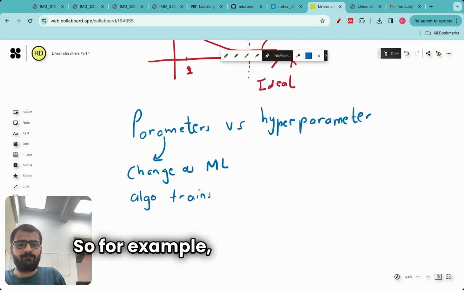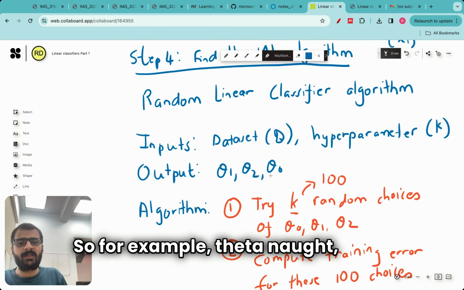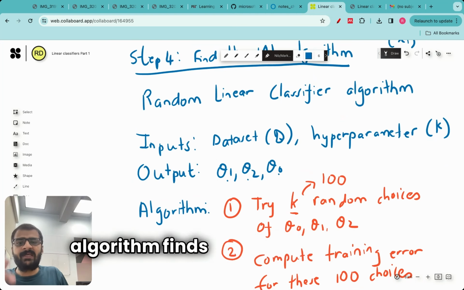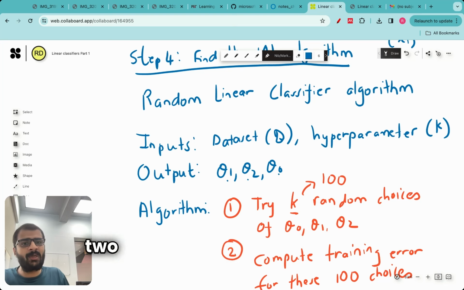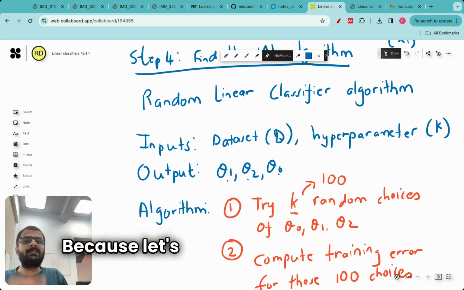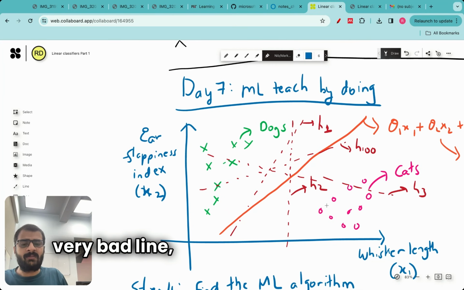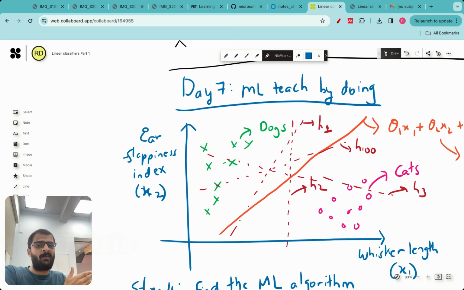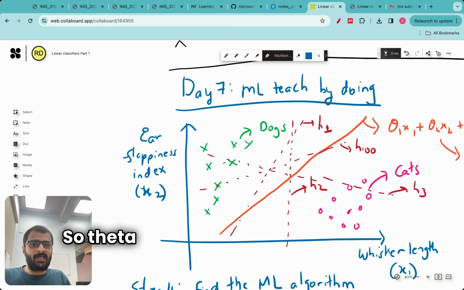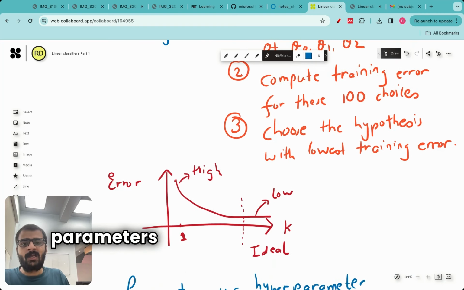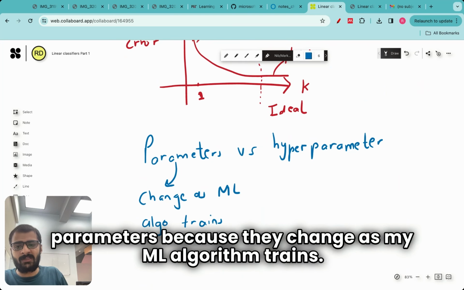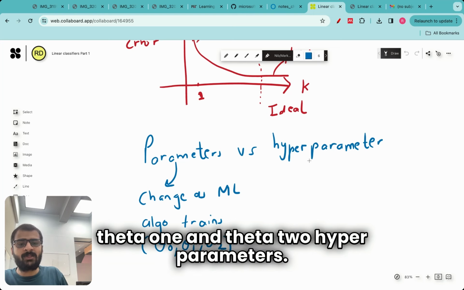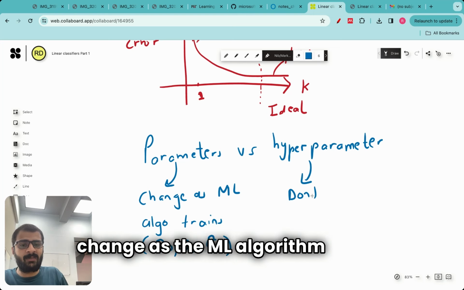So for example, theta naught, theta 1 and theta 2 are parameters. They are not fixed. As the algorithm finds the best hypothesis, theta 0, theta 1 and theta 2 will keep on changing, right? Because let's say I initially start with a very bad line, the algorithm will not give me that as the best hypothesis. It will nudge me towards better and better hypotheses until I get to the best line. So theta 0, theta 1 and theta 2 are parameters because they change as my ML algorithm trains. Hyperparameters, on the other hand, don't change as the ML algorithm trains.